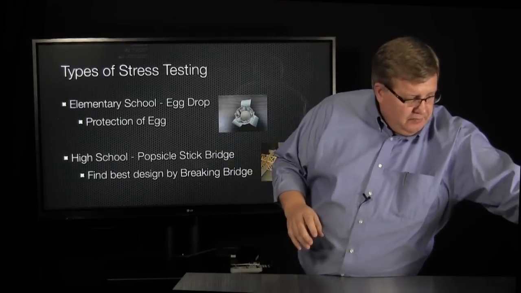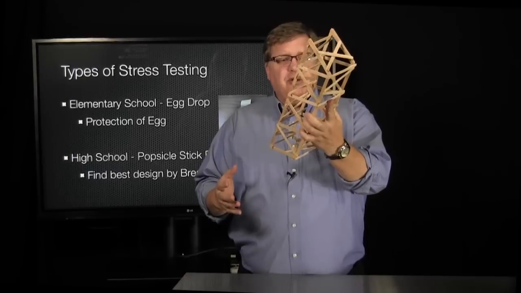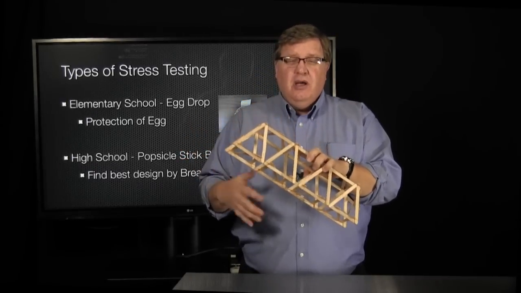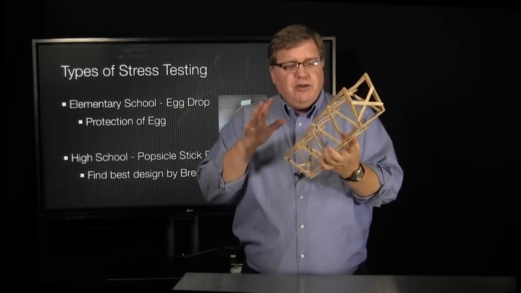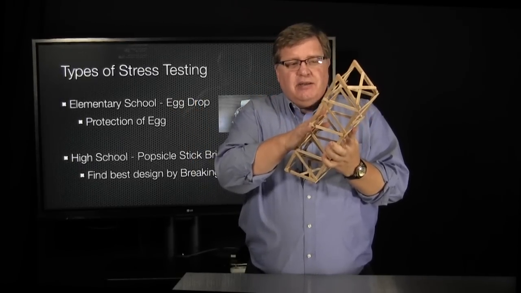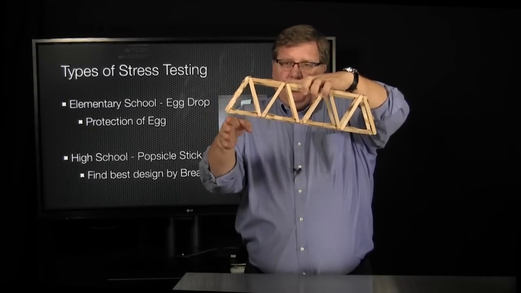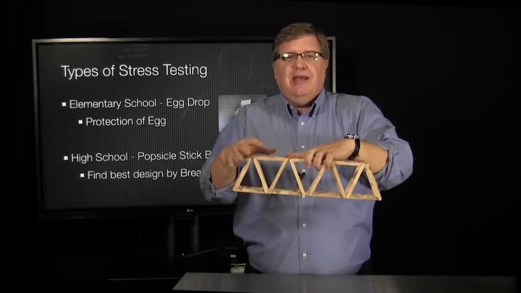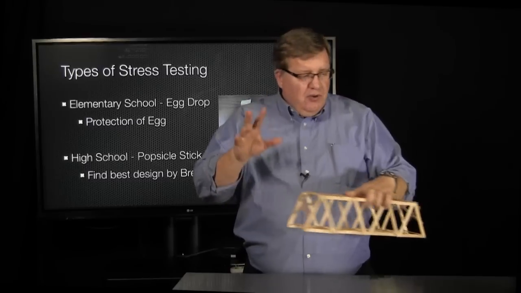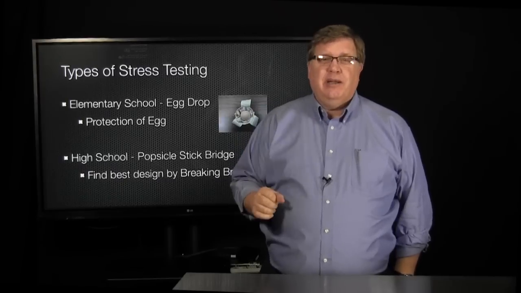A second type is a popsicle stick bridge. This usually happens in high school in a technology, drafting, perhaps engineering class, where you want to take a set of popsicle sticks and span, in this case, half a meter or so. And we wanted to see who can take the most stress. Two different types of tests. One is to protect, one is to break. And we want to find out the breaking point.